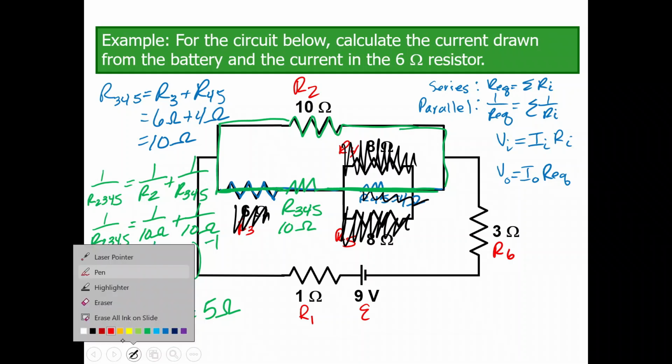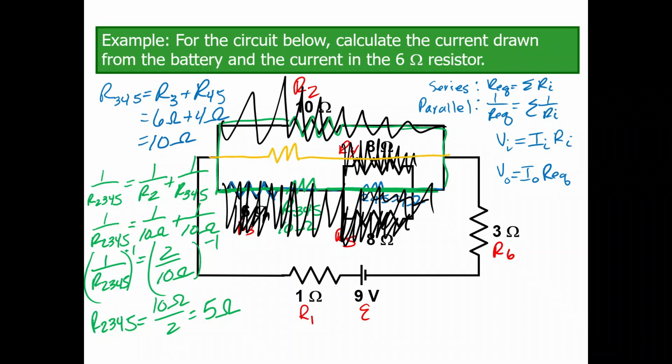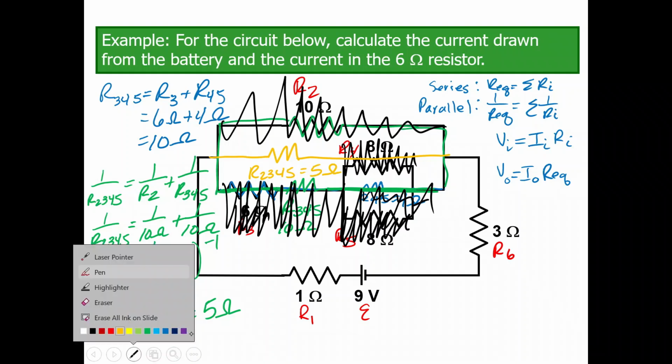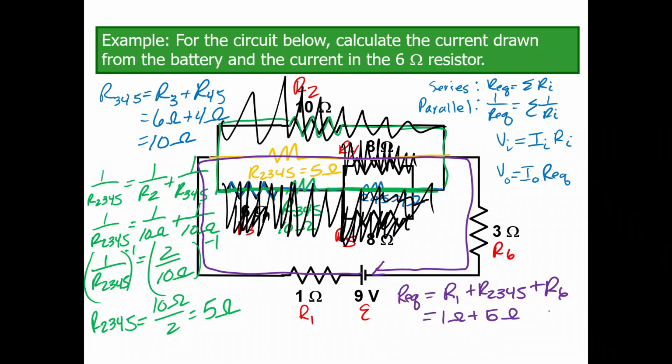So now I'm going to pretend like neither of those branches are there. So this is gone and this is gone. And I'm replacing that with a single component, which I'm now calling R2345, which has a 5 ohm value. And then when I take a look, I have this big loop right here, which is now all in series. So I can find the overall equivalent resistance, which is going to be R1 plus R2345 plus R6, all in series. R1 is 1 ohm, R2345 is 5 ohms, R6 is 3 ohms. So we get an equivalent resistance of 9 ohms.